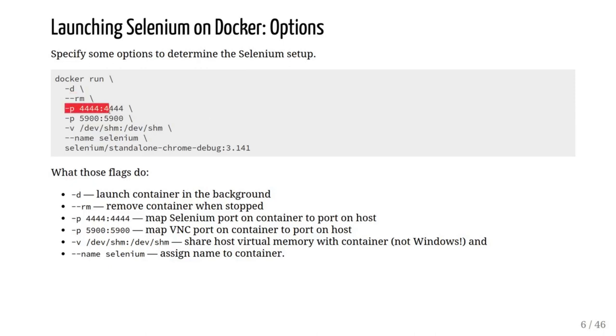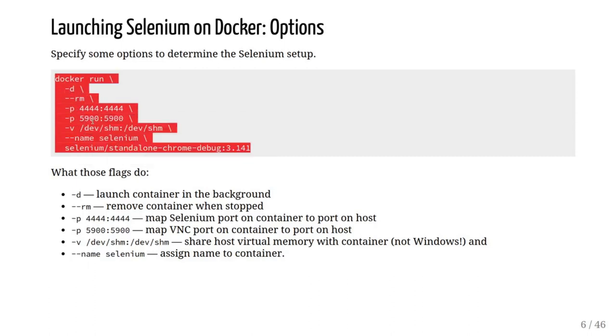We then have these two -p flags, and these are port mapping flags, and they basically tell Docker to map a port on the container, so ports 4444 and 5900, onto the corresponding ports on my machine. So in other words, these ports are the way that I'm going to communicate with Selenium running in my Docker container. I've also got this -v flag, and this means that the shared memory on my laptop is going to be shared with the container as well. I'm giving it a name so that it can be easily identified, and then finally providing the image name and the version number.